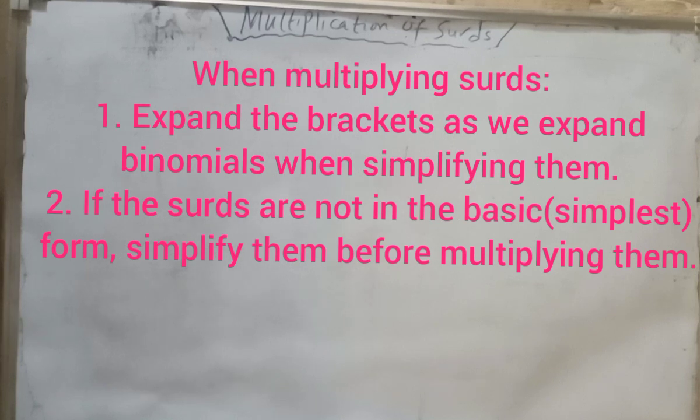When multiplying Surds in a bracket, you must expand the Surds as we normally expand binomials, and then simplify them using the various properties of Surds we learned in our previous lessons. Now, if the Surds are not in the basic or simplified form, you must first simplify them before you multiply them. I think we've also learned how to simplify Surds.